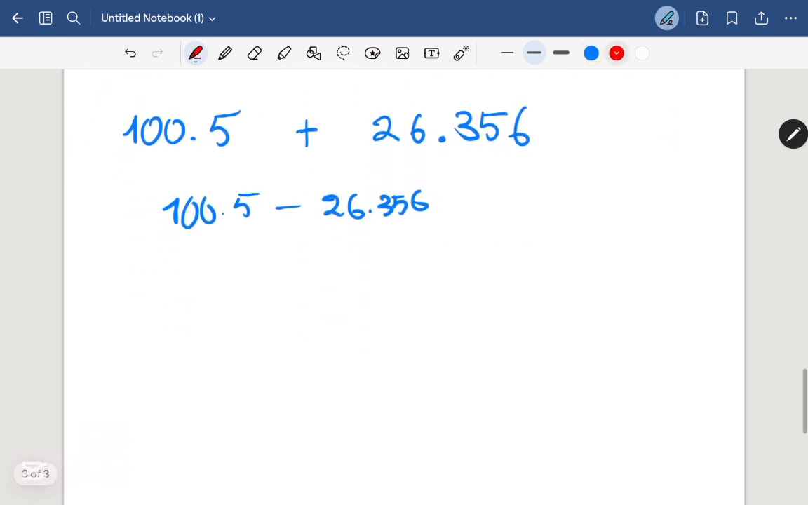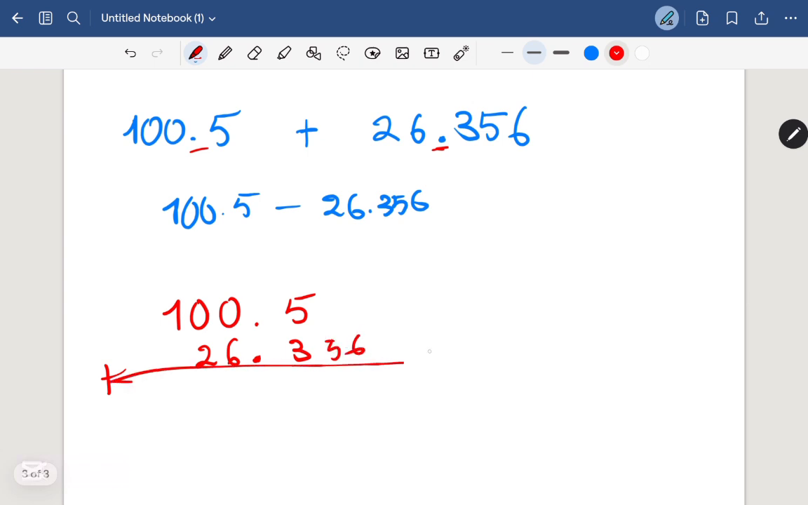Very simply, you're going to write them on top of each other. So you always put the bigger number up, 100.5. Plus, now here's the important part: you're going to put the decimal place with the decimal place. So for example, 26.356, you'll put the decimal place over here. What comes after the decimal place? 3. What comes before the decimal place? 6. So now you just fill in the rest of the values. And then here you can just put zeros, because these zeros don't really matter. If you add them or not, it's going to be the same value.